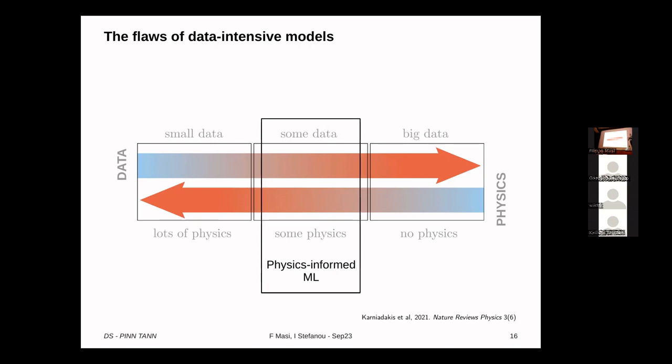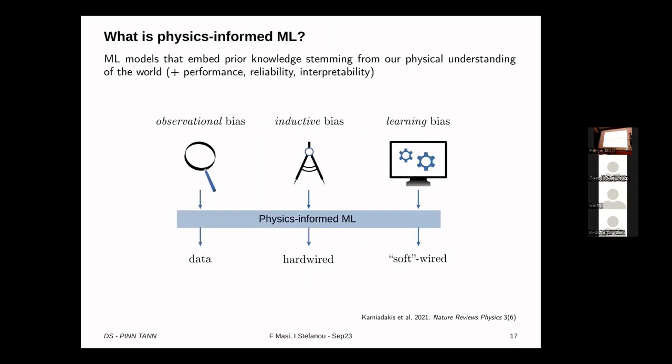Of course, everybody has a different name, depending on the methodology. Here, I'm just trying to follow the paper published in Nature Reviews about what we call physics informed machine learning. The idea is that we have a machine learning model, a deep learning model. Deep learning is just a subset of machine learning, so we can call it machine learning. It has prior knowledge stemming from our physical understanding of the world, and this delivers, in principle, performance, reliability, and interpretability of the model that we define.